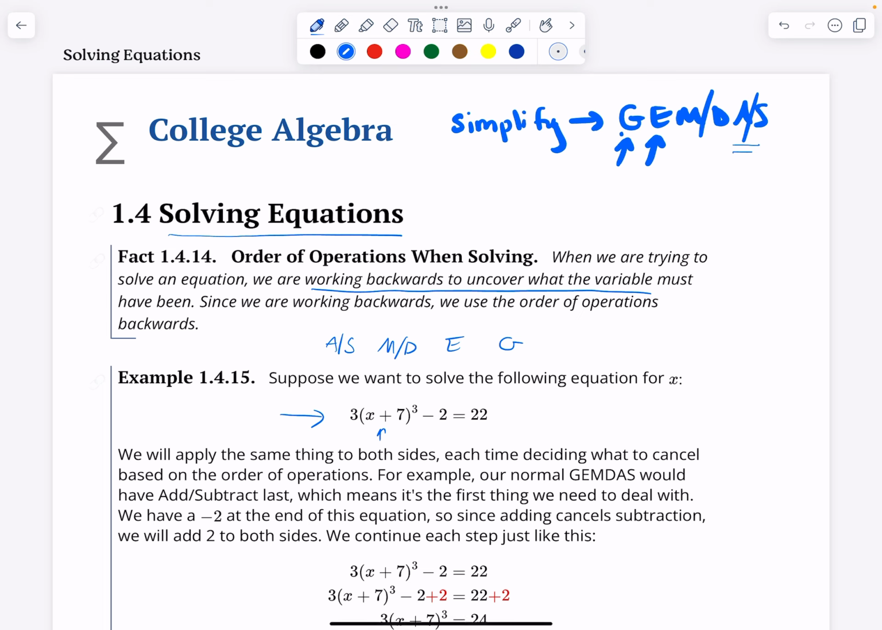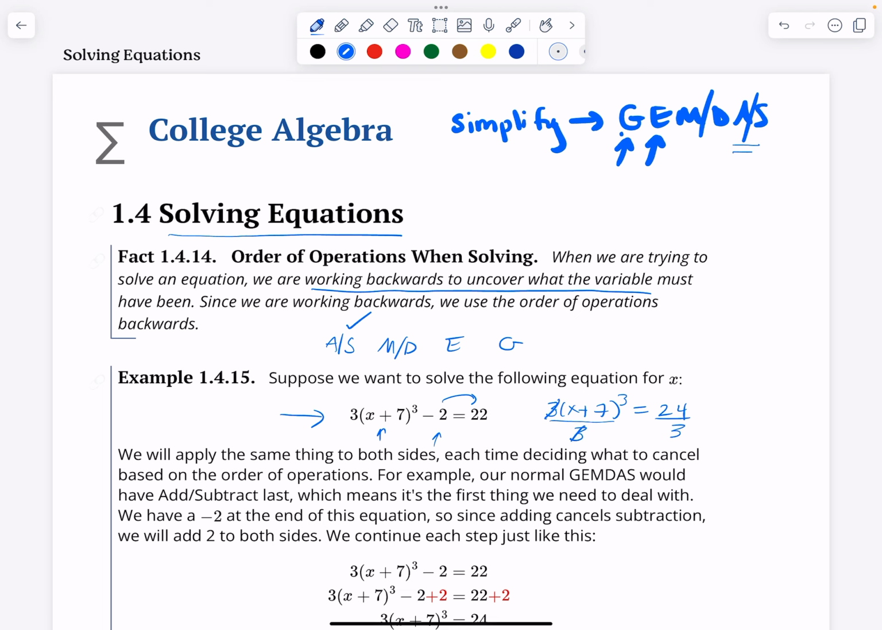So we're gonna get that grouping thing by itself last. So we're gonna undo this subtraction. So we're gonna add 2 to both sides. And now we have 3 times (x plus 7) cubed equals 24. So we've done the add and subtract. Now we are going to multiply or divide to get to that grouping symbol last. So we have multiplication here, so we're gonna divide.